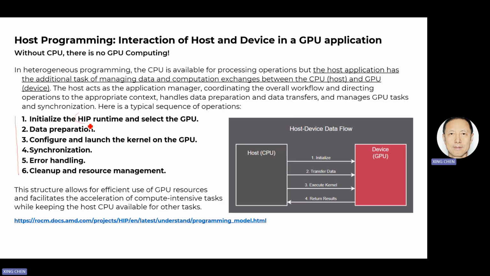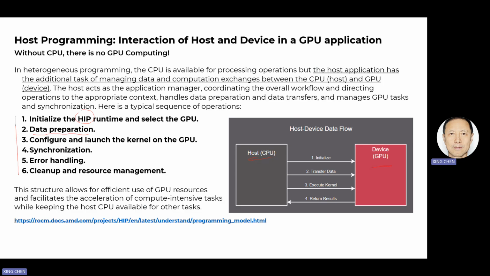So here is marked a HIP runtime. And the host code also needs to do the data preparation. The data preparation really means that you need to transfer the data from the host to the device, to the GPU. Why? As I said, the GPU cannot access the host memory. If you want the GPU to work on a piece of data, it cannot access the data. It cannot work on it. So you have to make the transfer of the data. That means you need to prepare the data for the GPU.